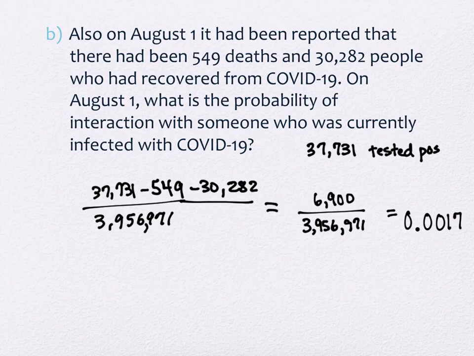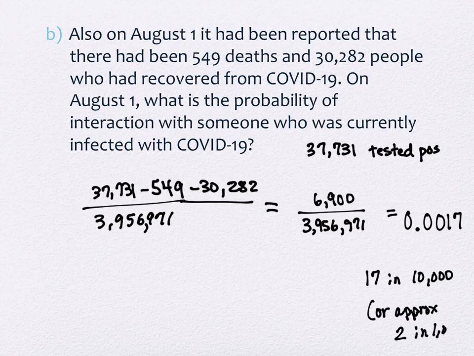Okay, 0.0017. So again, for some perspective, this is 17 in 10,000 people. Or you could say that it's approximately, if we round, 2 in 1,000. 17 is almost like 20, so 2 in 1,000 people. 2 out of every 1,000 people that you would talk to. And since most people were still hanging out in their house, they probably weren't talking to very many people at that point. But 2 out of every 1,000 people that you talk to would approximately be sick on average.